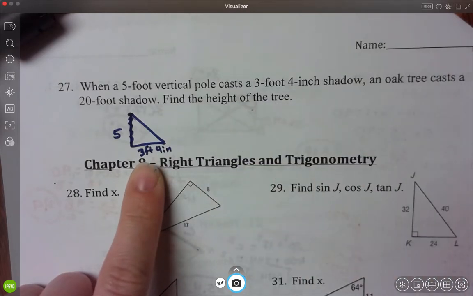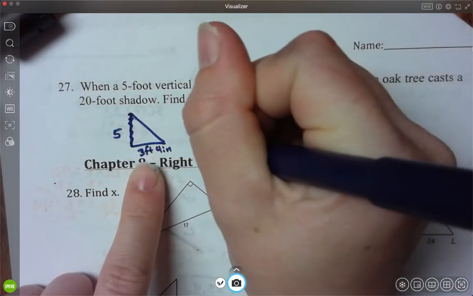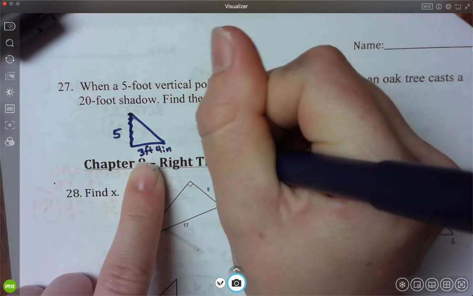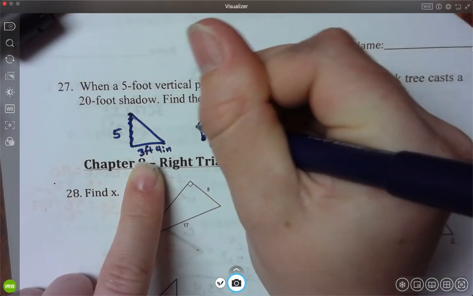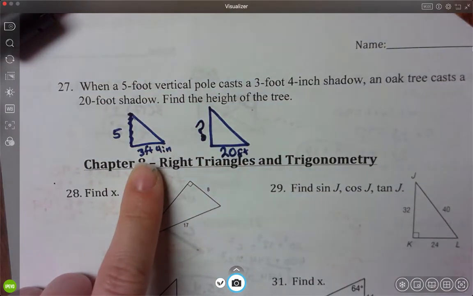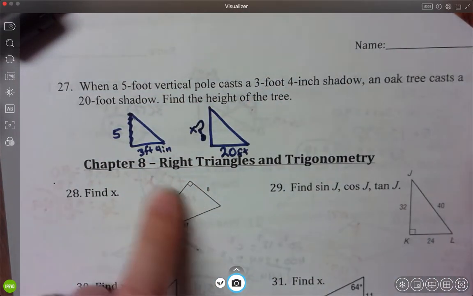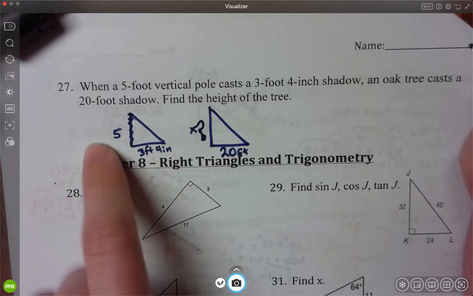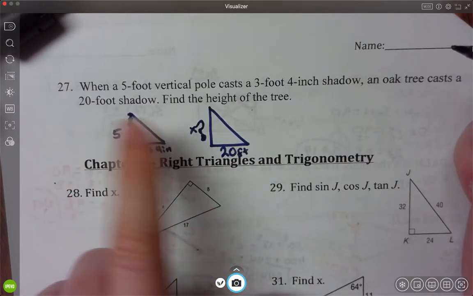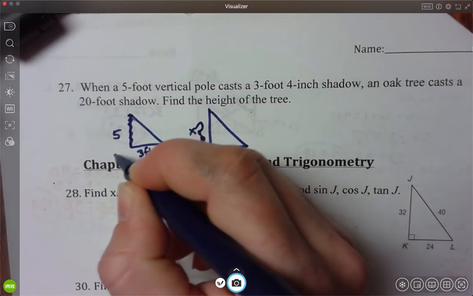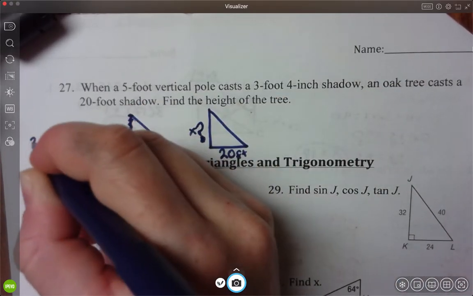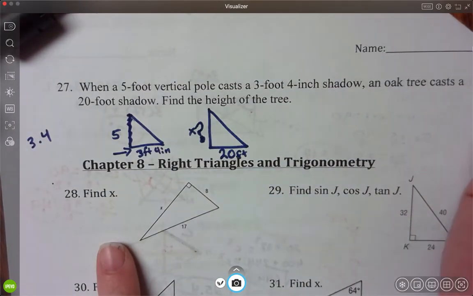Okay, and then it says an oak tree casts a 20-foot shadow. Okay, so if the shadow's here, they want us to find the height of the tree. That's what we don't know. So we can call it x if we want to. Now, the problem with this, we're going to set this up as a proportion. So like 5 over x equals this over 20. Okay, but 3 foot 4 inches is not the same thing as 3.4. That's not 3 foot 4 inches.